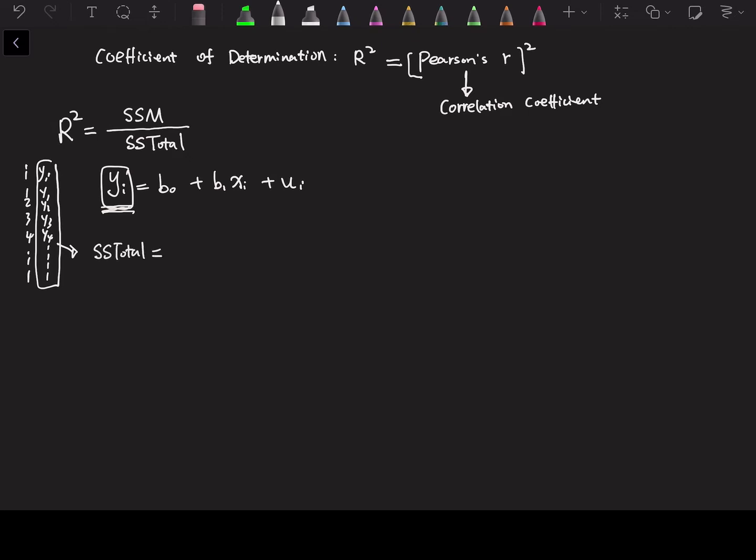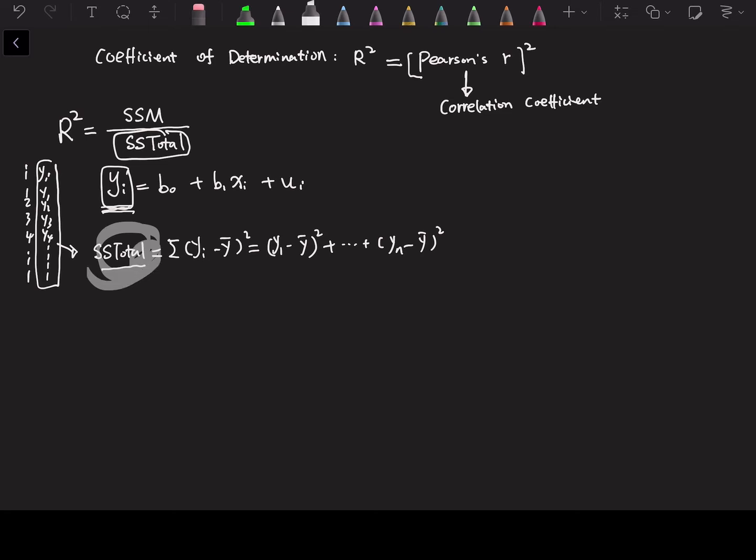We said that variation is actually the sum of squared something. So each value minus the average of y. That's y1 minus the average of y, which you can easily compute, squared, plus all the way to y sub n, the last value of y, minus y bar squared. That's what we call the sum of squares total. The sum of squares total is the denominator here.